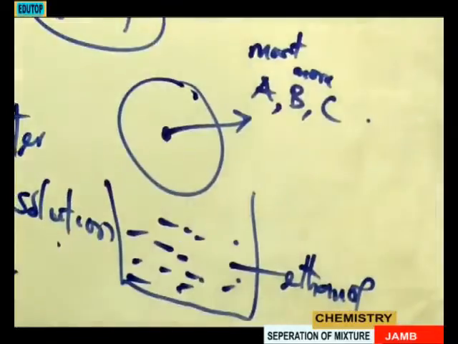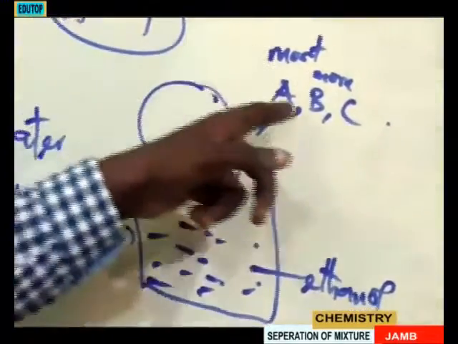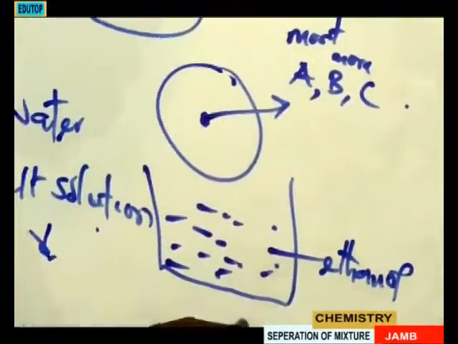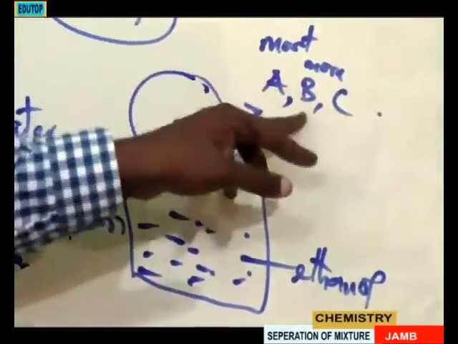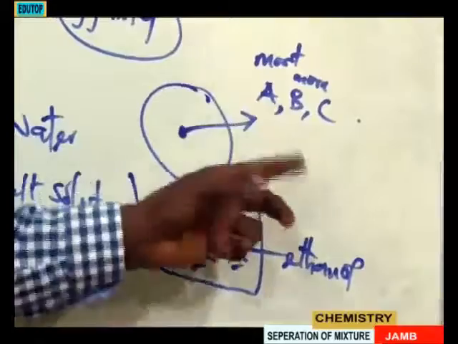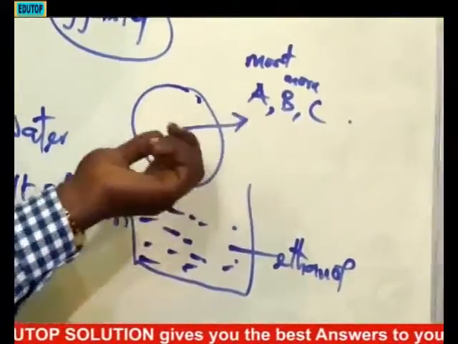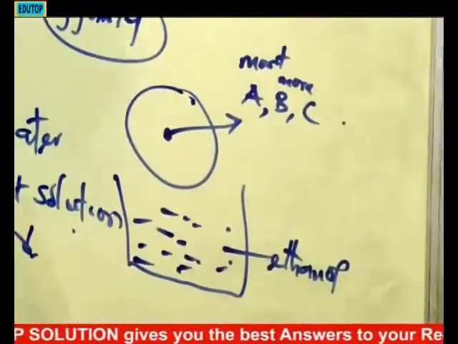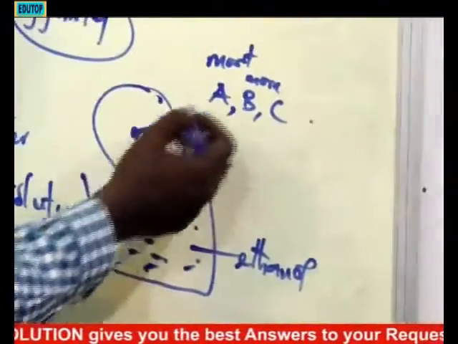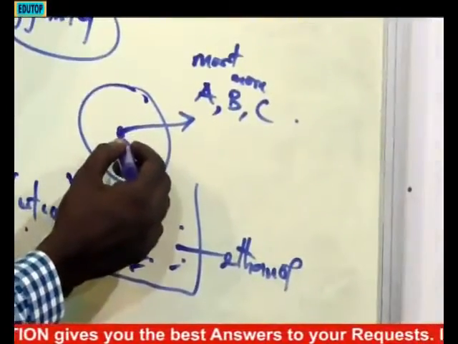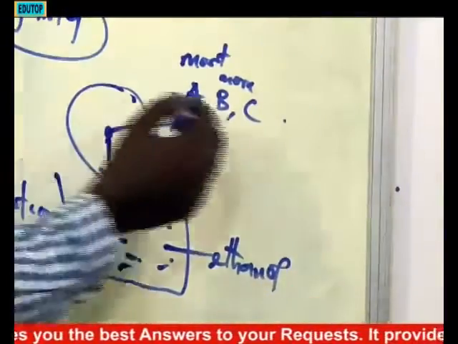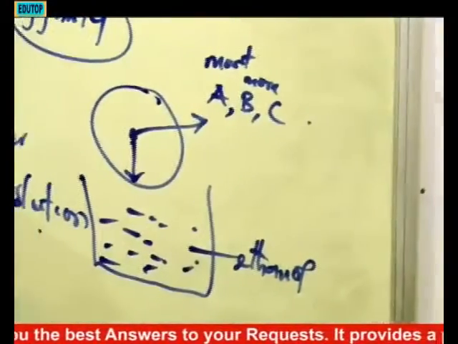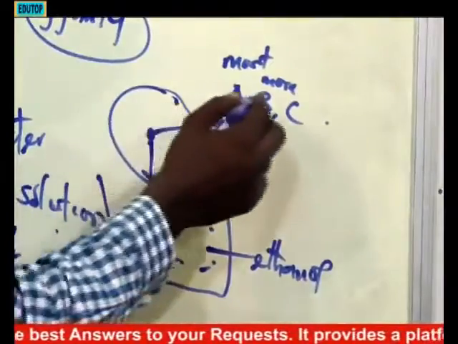Now, I mean the affinity of these substances for this liquid, which is ethanol. This one has the highest, followed by this, followed by this. So when you bring this porous paper that is spotted close to this solvent, because this one has the highest affinity, its rate of migration will be more. It will be the most with respect to these three. Are you getting that now? Then followed by this one.